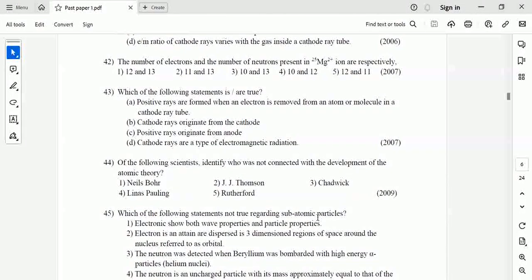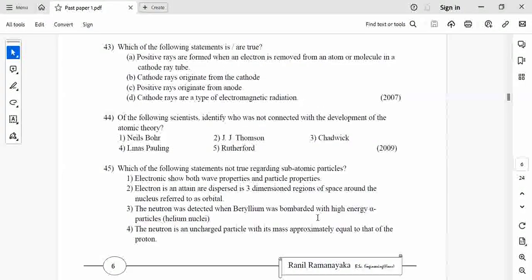44. Atomic theory was built up by Rutherford. Okay, the atomic nucleus was built up by Rutherford. Then the electron was identified by Thomson, Chadwick the neutron, and Bohr the model about electrons. So Linus Pauling is not related to this. We find Pauling at the end of the unit. So he has not participated in the development.